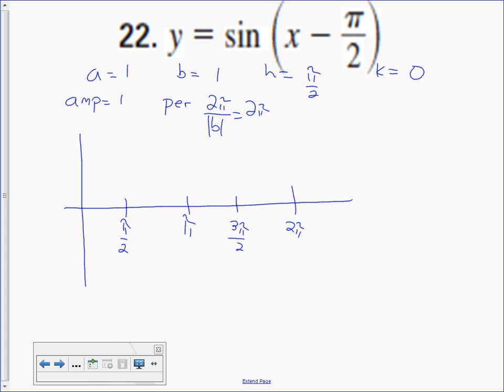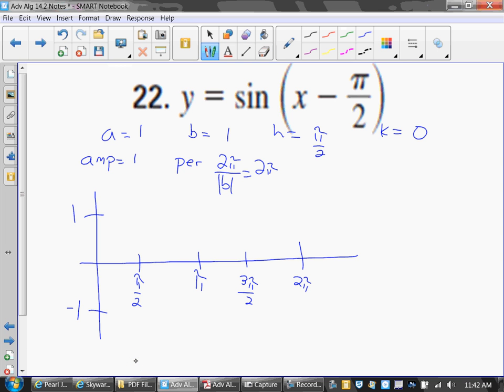Our A value is 1. It's not the opposite of 1. Sine function: where do I start? 0. I'm going to have fun with this one.